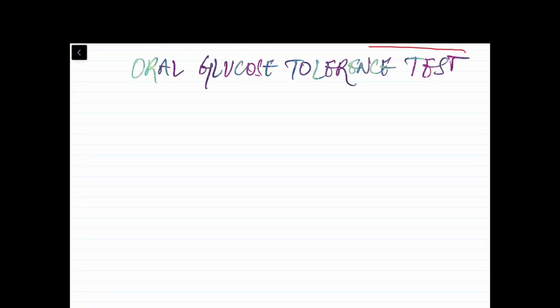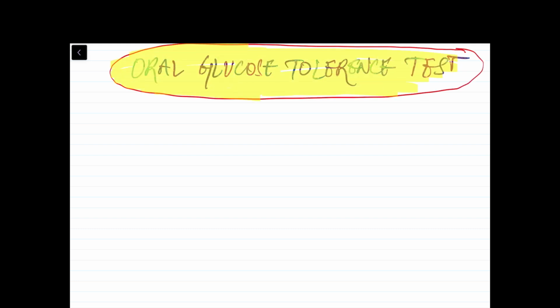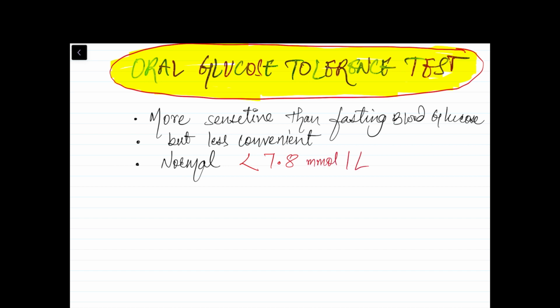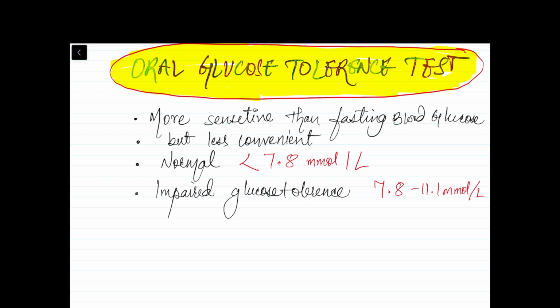Next test is the oral glucose tolerance test, which is again a very common topic that is being tested in the exams these days. It is more sensitive than the fasting blood glucose, but it is less convenient because you have to give 75 grams of glucose to a patient. Normally, the value after the oral glucose tolerance test would be 7.8 millimole per liter or less. But if a patient has impaired glucose tolerance, then the value would be between 7.8 and 11.1 millimole per liter. And lastly, diabetes is diagnosed when the value is greater than 11.1 millimole per liter.